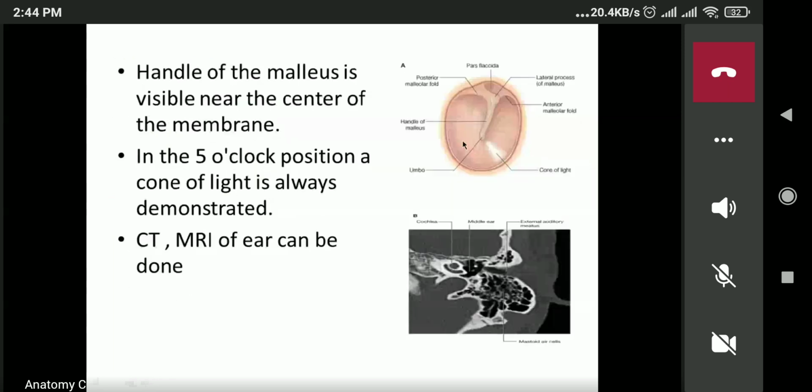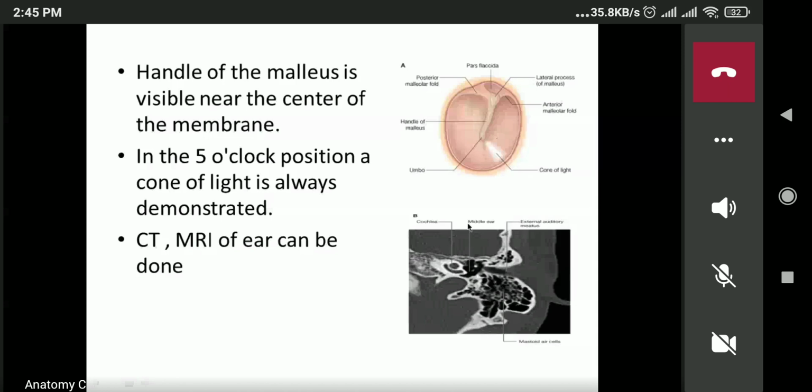Now, whenever you visualize the tympanic membrane with the otoscope speculum, this is how it looks. This is the handle of the malleus here, and whenever you use the otoscope speculum, there will be light, and you will find a reflection of light here, which is known as the cone of light. Okay, and this is normal. The cone of light is the reflection of the light here, and it is always present in the 5 o'clock position.